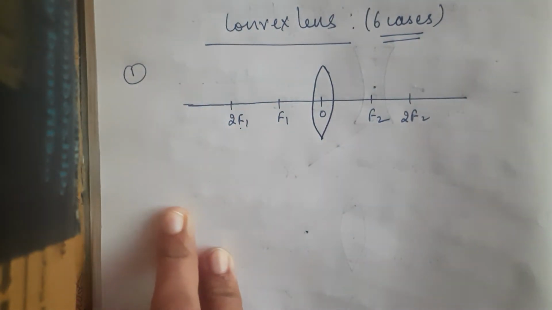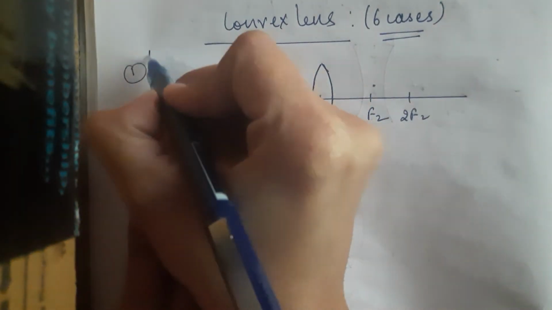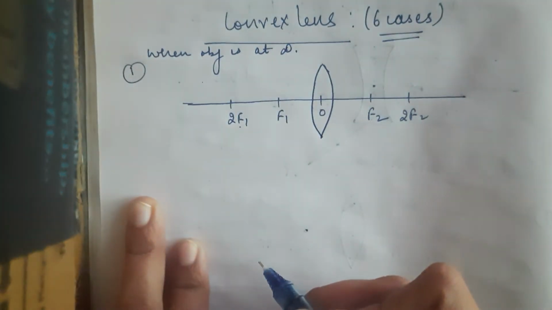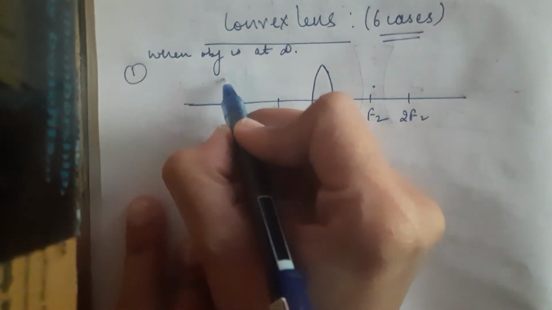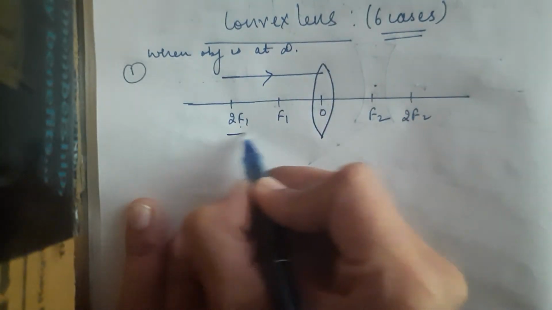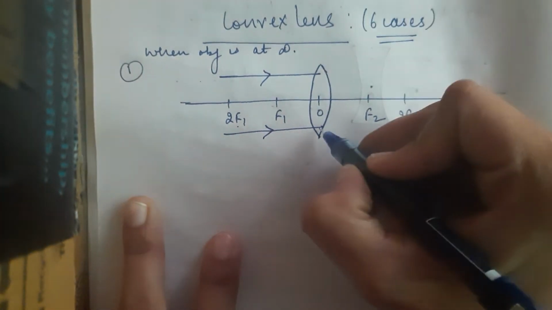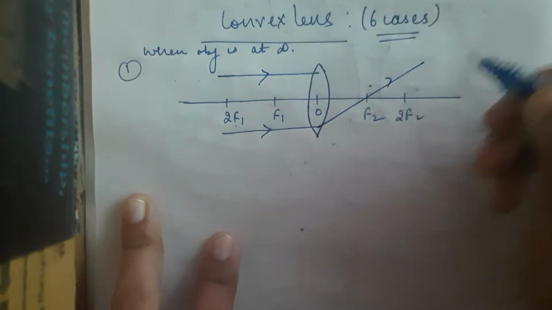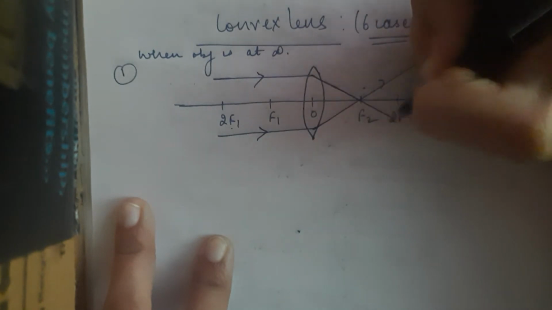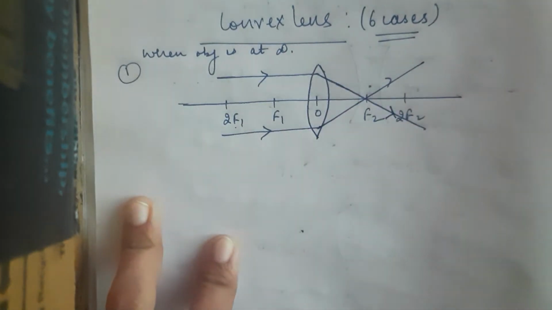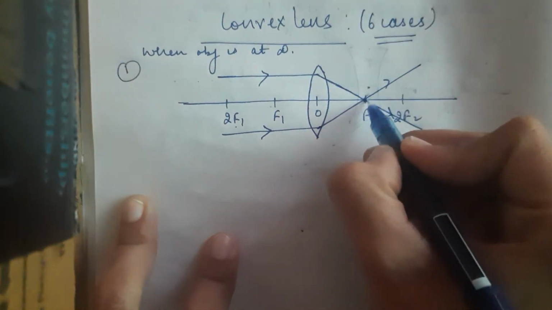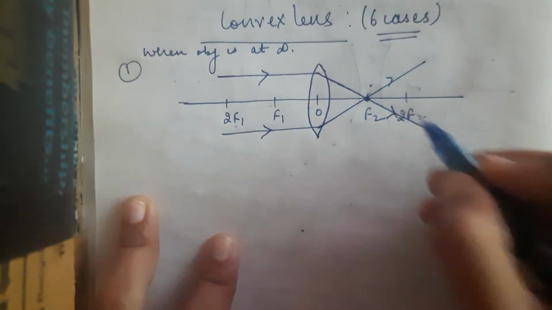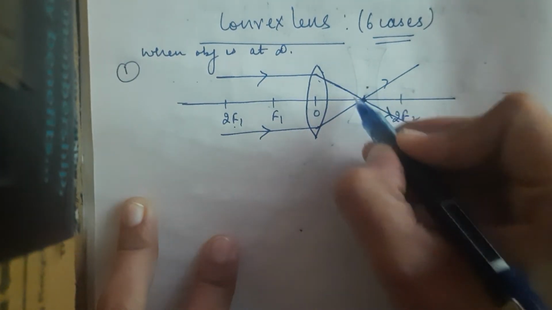So the first case you already know, I'm just making it again. When the object is at infinity, the light rays coming from the object are parallel to the principal axis, and you know that from rule number 1, after refraction they pass through the focus, right? I'm not using the scale, but you should use the scale. So the image is formed at F2. How do I know the image is formed here? I will see the intersection point. So this is the point where the two light rays are meeting, right?